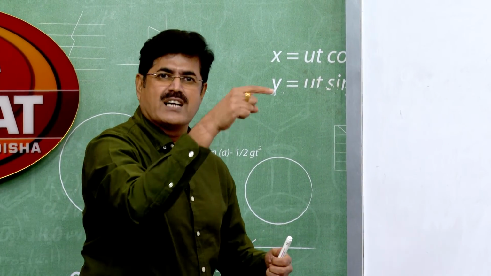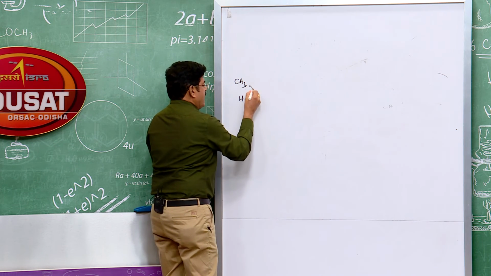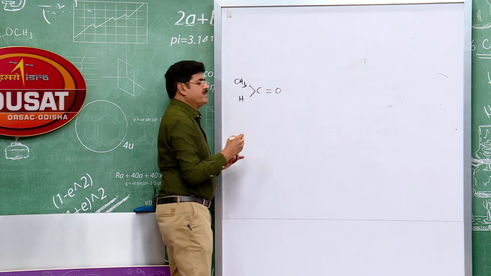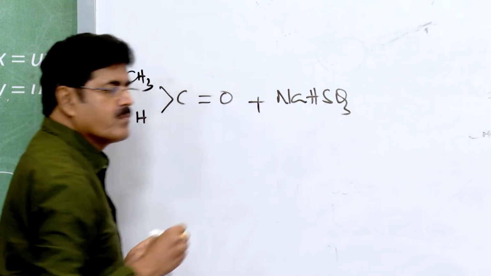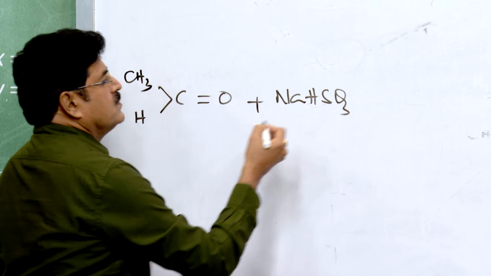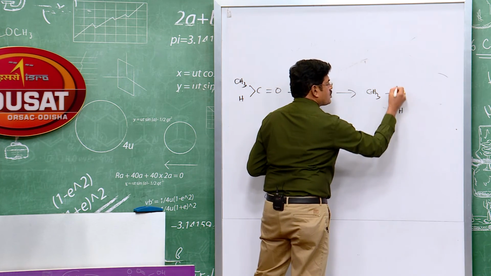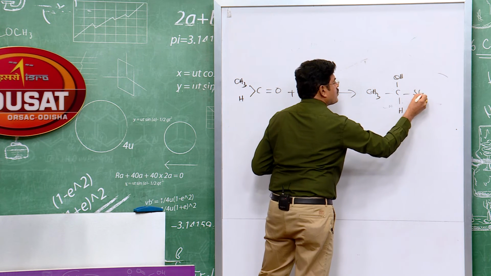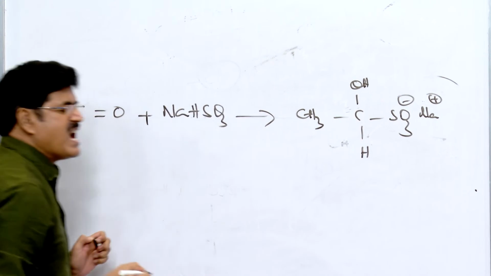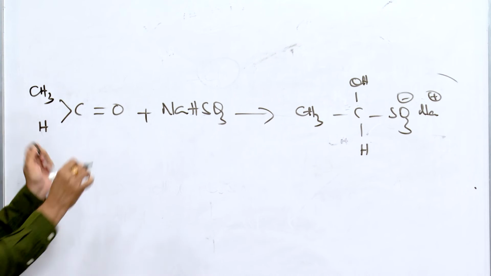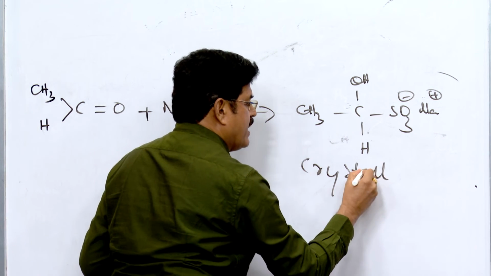Let me show this reaction on the whiteboard. I am taking an aldehyde here, acetaldehyde. I am using sodium bisulfite here, NaHSO3. The addition product is this one, the sodium bisulfite addition product. It is a crystalline solid, hence it can be filtered off.